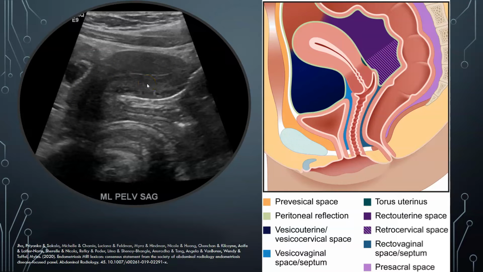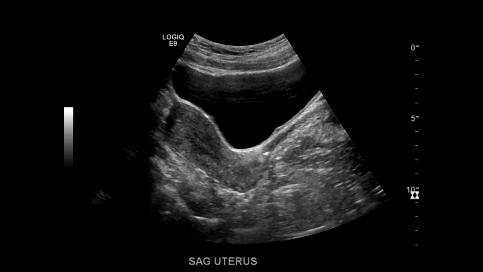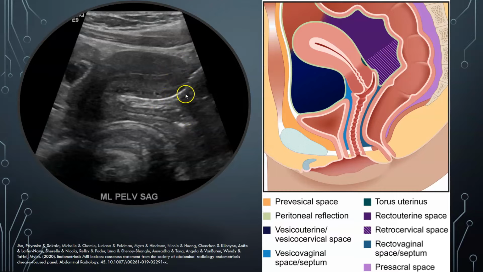So here you can see the uterus is all the way tilted forward. Now, when you fill the bladder, that uterus is going to move backwards and it's going to look more like this. So here you can see the potential spaces. Pouch of Douglas would be around here. The vesicouterine space would be around here, which is this.